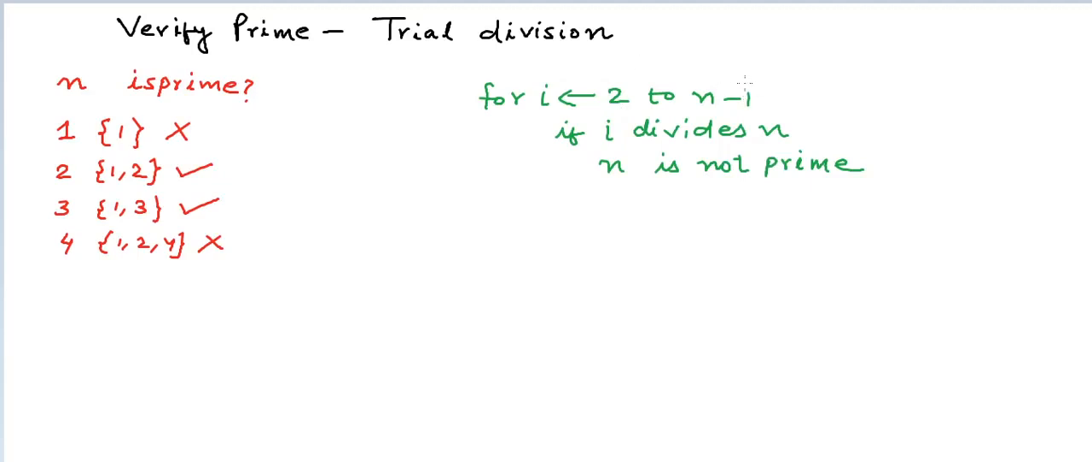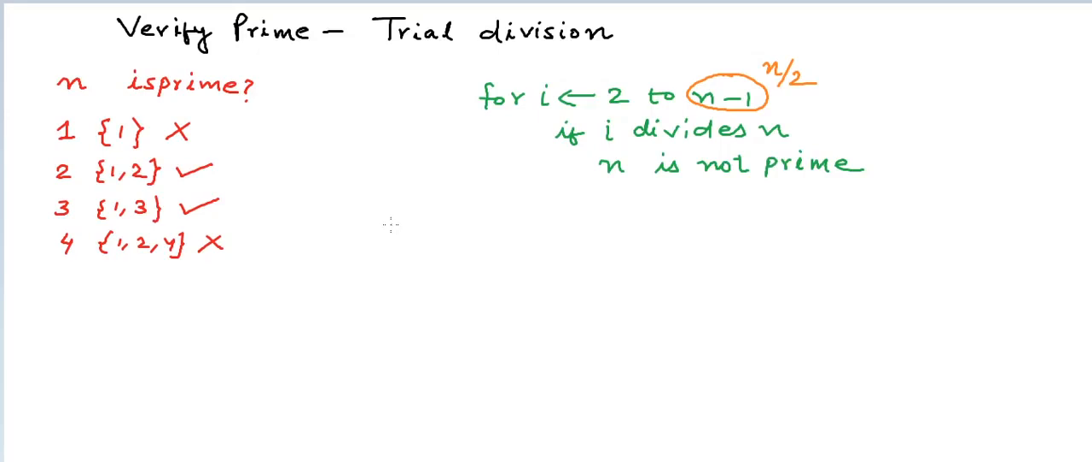Now a simple observation here is that there cannot be a factor of n other than n itself that is greater than n by 2. So we cannot find a factor of n greater than n by 2 and less than or equal to n minus 1. So we do not need to run our loop all the way till n minus 1. Only a check till n by 2 should be sufficient. This sounds good, but can we do something better here?